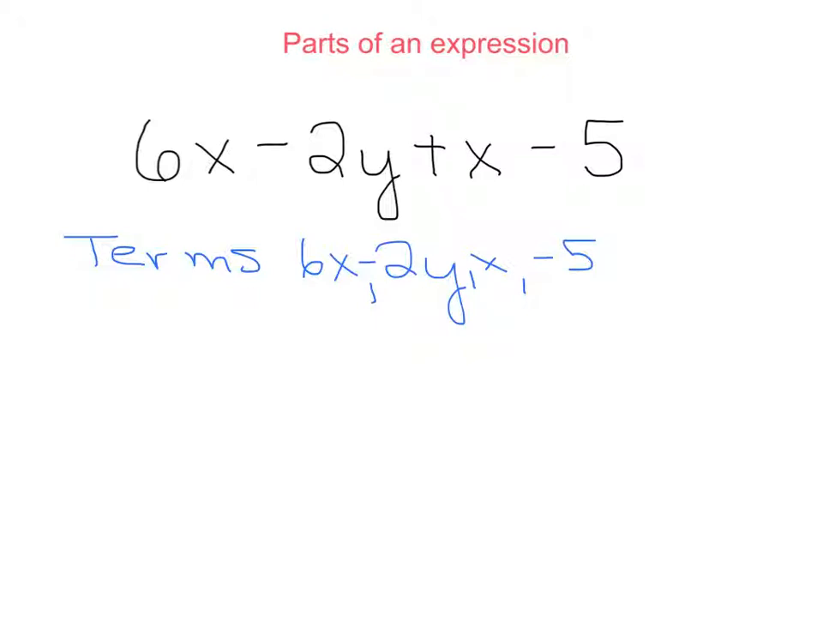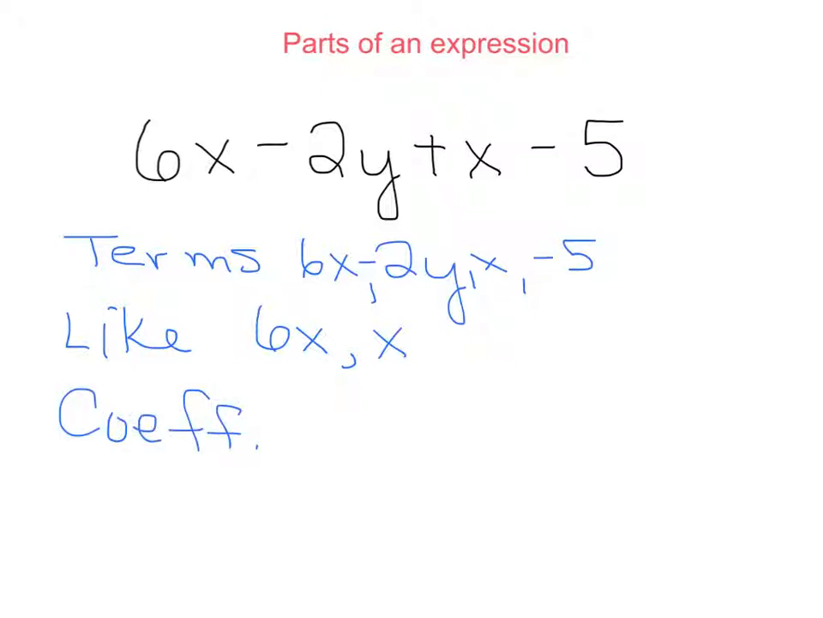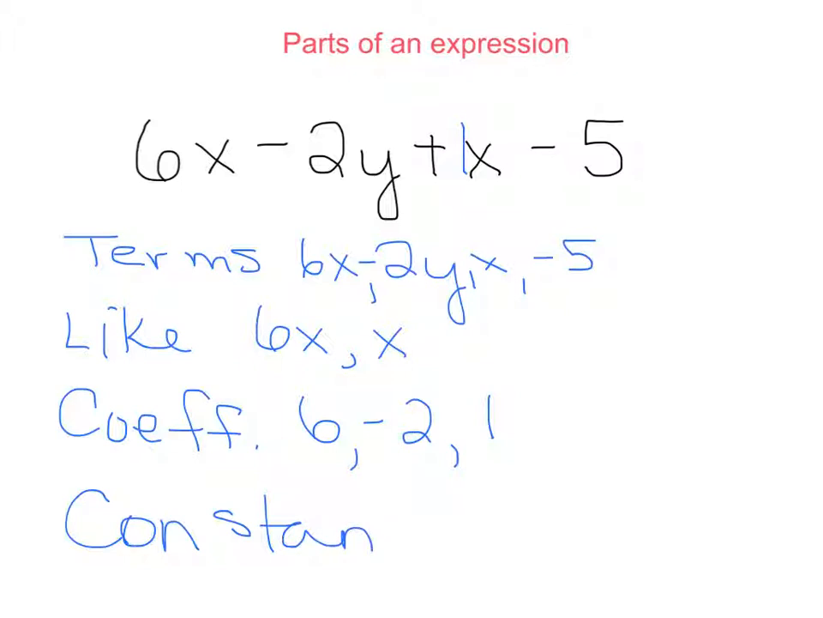The like terms are 6x and x. The coefficients would be 6, negative 2, and 1. There's always a 1 in front of that x that doesn't have something there. And then the constant would be the negative 5.